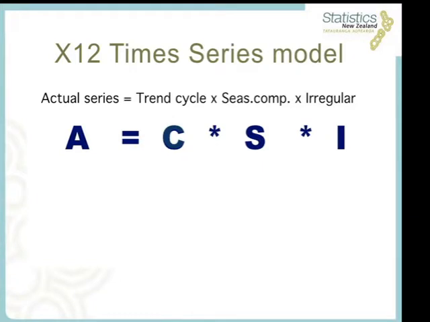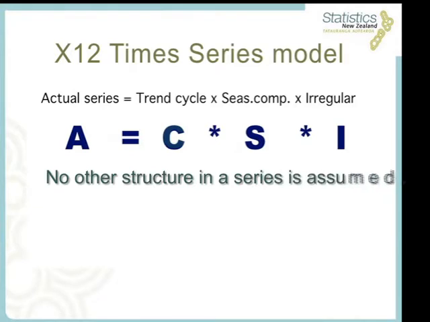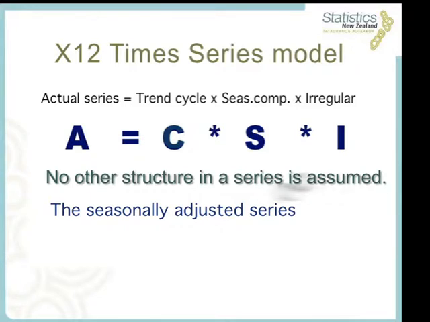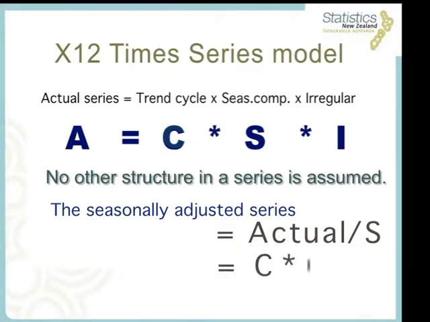One really good thing about X12 is that no other structure is assumed in the series. There's no rule about how one value has to lead on to the next value and so on, as there would be in other kinds of modelling. Now, the seasonally adjusted series, which we've been looking at, that was the yellow line, is the original series, the actual series, without the seasonality. So here we show that, the actual series divided by the seasonal component, which leaves the trend and the irregular.